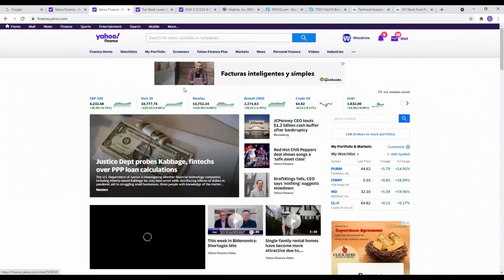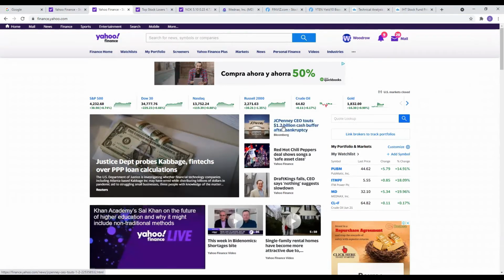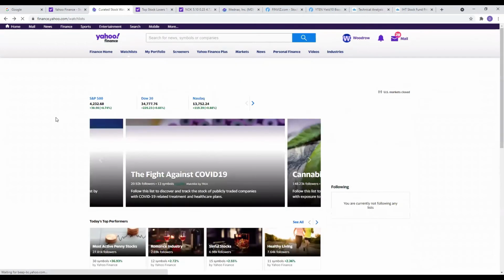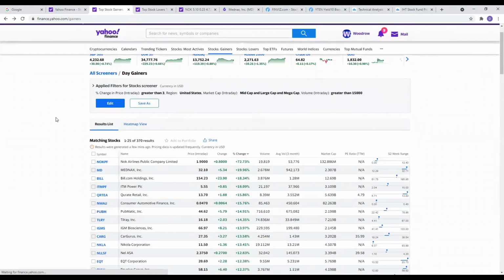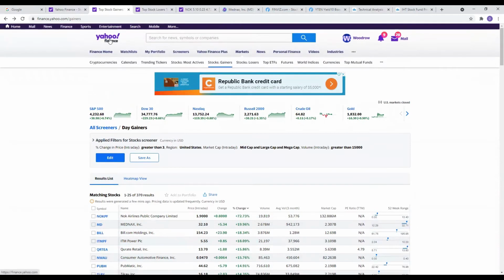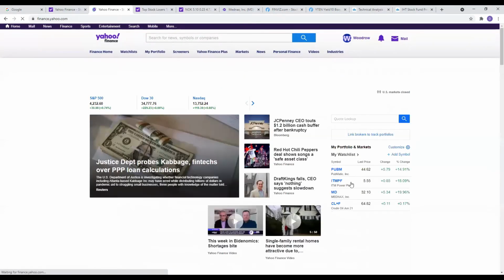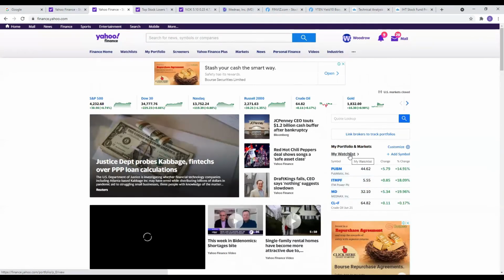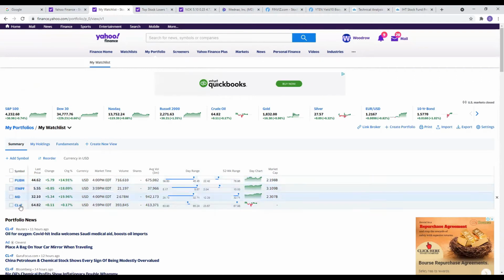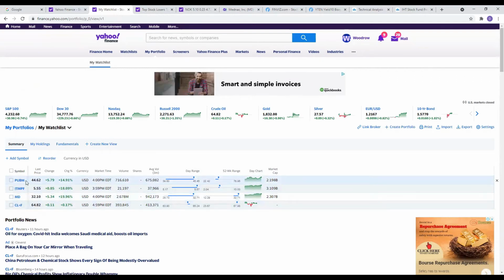Then I go to Yahoo Finance Home. Then I go to watch list. So after I add the companies, I go here. I go to my watch list. And I can see the stocks in my watch list. These are the stocks in my watch list.